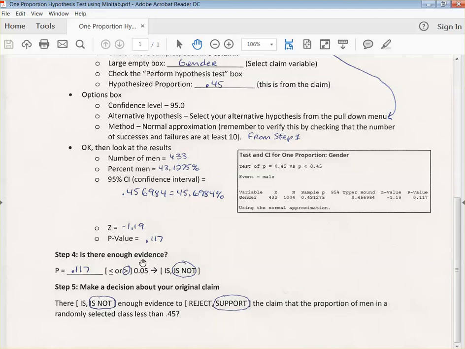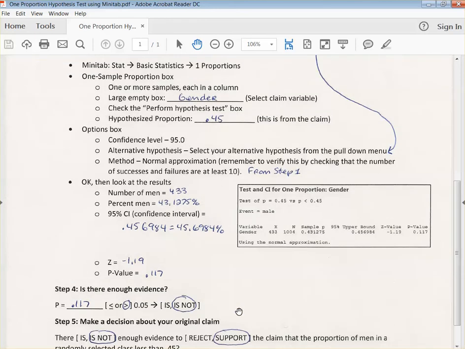So is there enough evidence? There is not enough evidence. And why is there not enough evidence? Because we've got a big p-value. Big p-values mean there is not enough evidence. But to make a decision about our original claim, we would come down here. So there is not. Well, the "is not" comes from here. So there is not enough evidence to reject support.